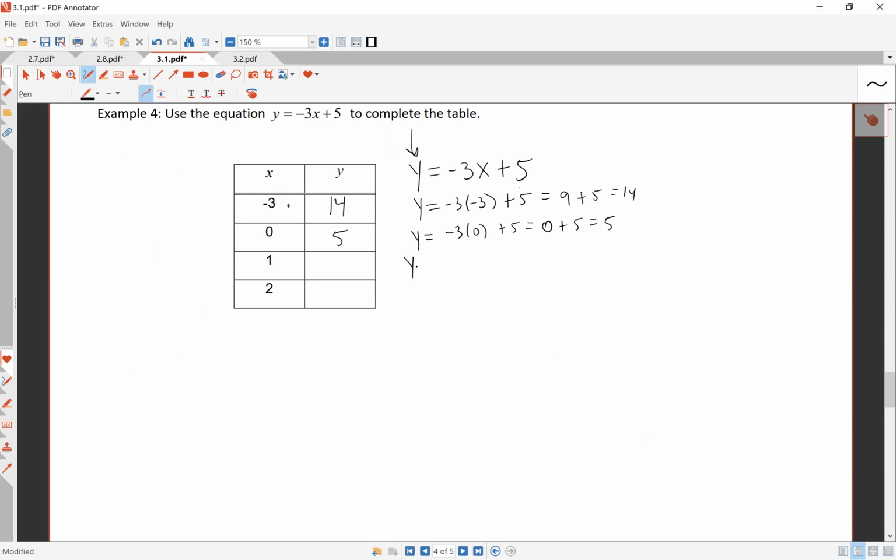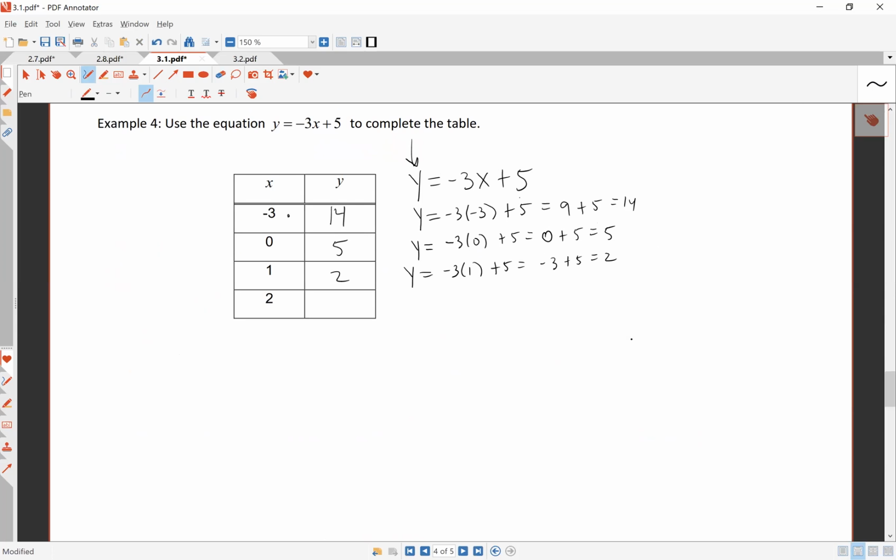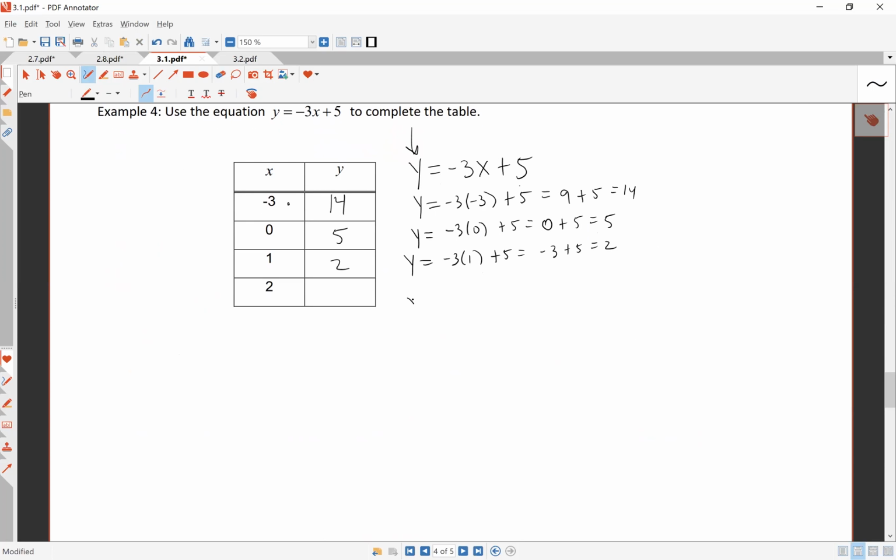If you plug in x equal to 1, that's -3 plus 5, which is 2. And then lastly, when we plug in 2, that's -6 plus 5, which is -1. And then what we'll do in section 3.2 is just call all of these ordered pairs, -3, comma 14, 0, comma 5, and so on. And then we'll plot those.